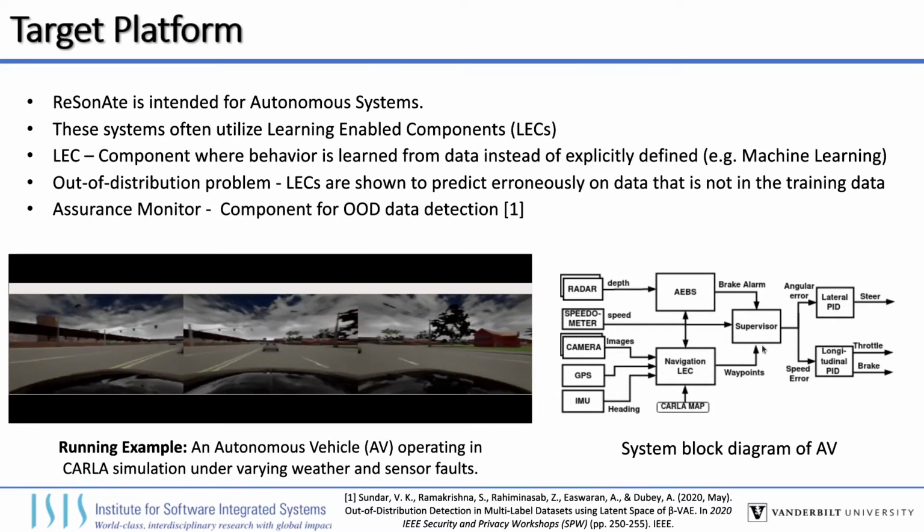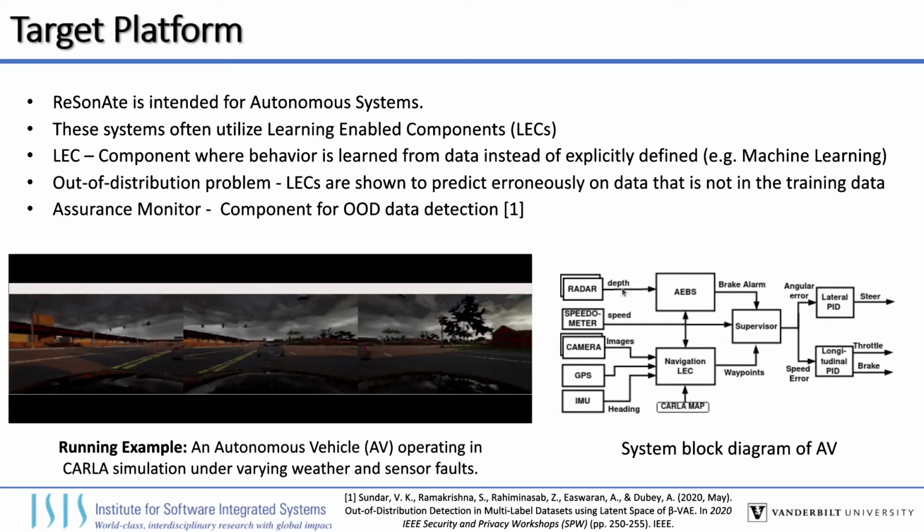In normal operation, this passes through a supervisor and goes to two PID controllers, which produce the commands for steering, throttle, and braking of our car. Now, we also have an emergency braking system, which is radar-based and independent from the camera images.